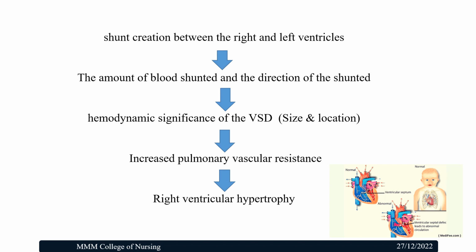The amount of blood shunted and the direction of the shunt is changed. The hemodynamic significance of the VSD varies according to the size and location. Because of the VSD, you can see increased pulmonary vascular resistance. Then obviously you will have right ventricular hypertrophy.